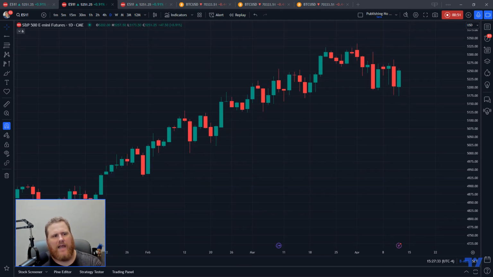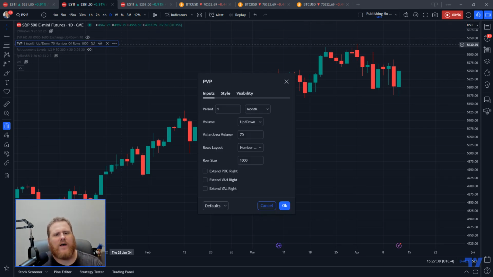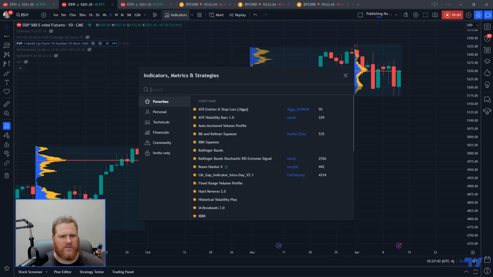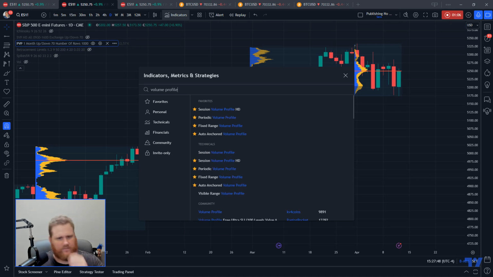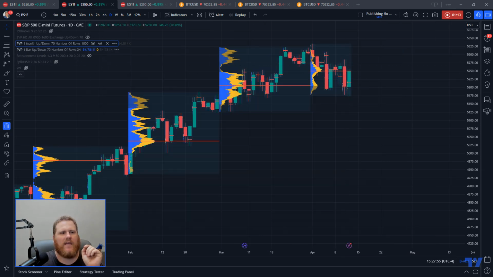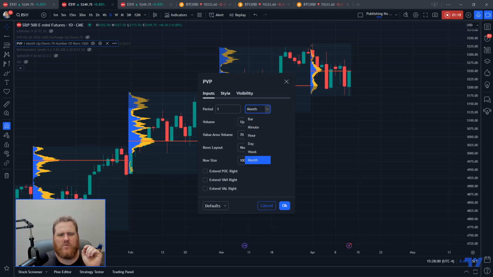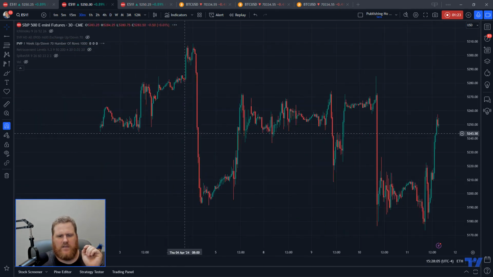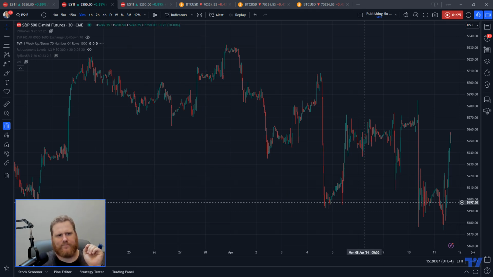What I like to do as my morning homework or my weekly homework is go through and find the key levels using the periodic volume profile. We can find that by going to volume profile under indicators. There's session volume profile, which is for the day or the session, but I like the periodic volume profile. I want to set that to the weekly, so we're going to do the period of 1 week. That's going to give us the volume profile for each week.